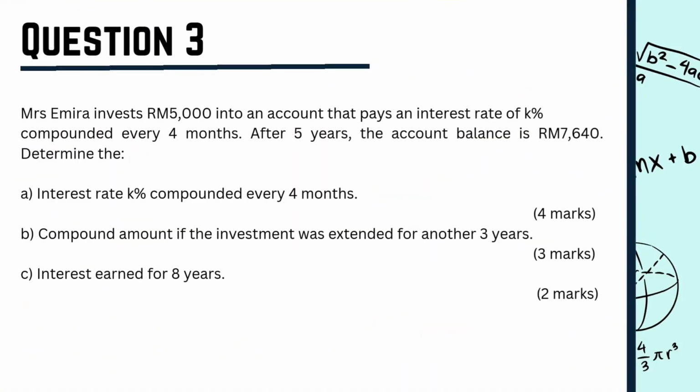Okay, so for question 3, Mrs. Amira invests 5,000 into an account that pays an interest rate of K% compounded every 4 months. After 5 years, the account balance is 7,640. Determine the A interest rate K% compounded every 4 months. So for this question, we need to find the R, which is the interest rate.